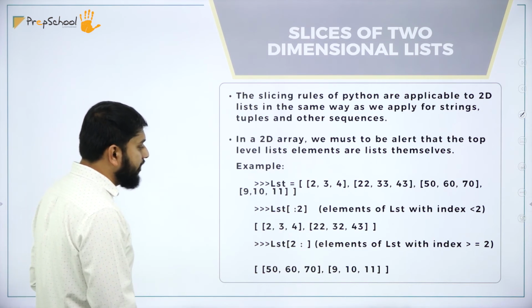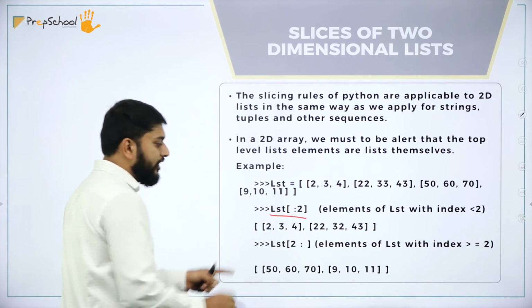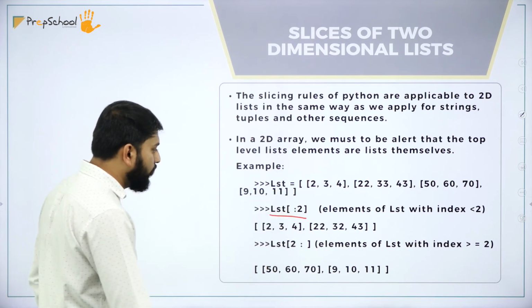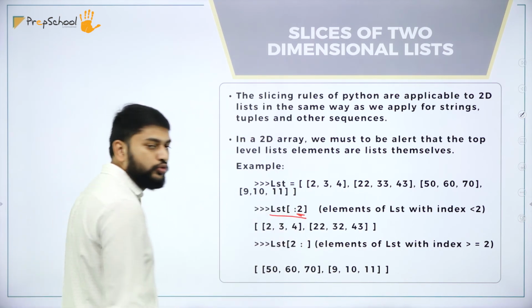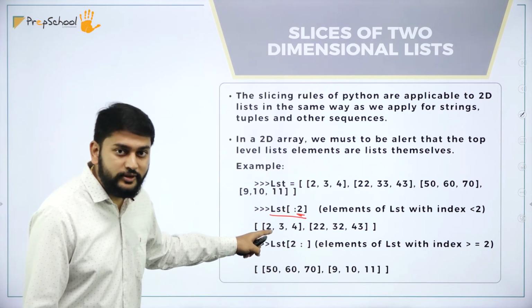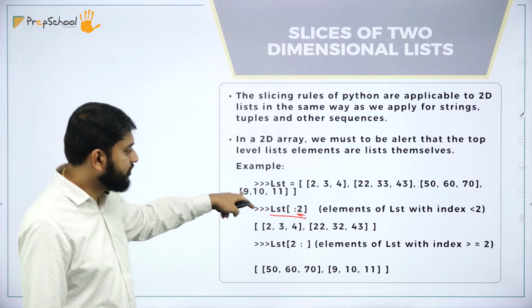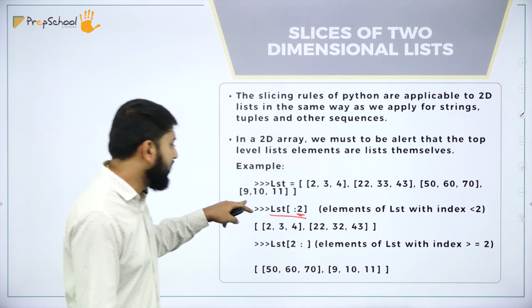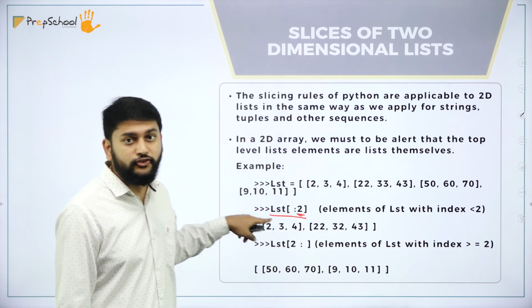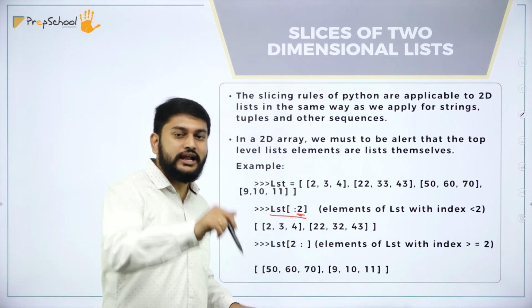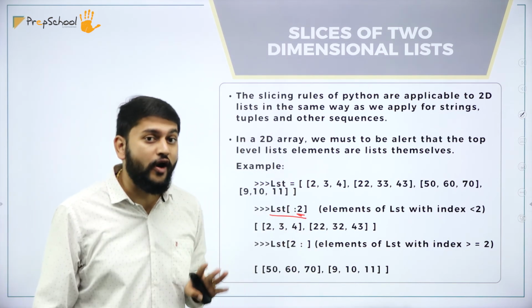I have given the list LST. I've left out the start option and given only the stop option, till 2. If I give it like this, what will be printed? Can you all guess? This is my list. How many nested lists do I have? 1, 2, 3, and 4. I have a main list, and inside that 4 sublists.